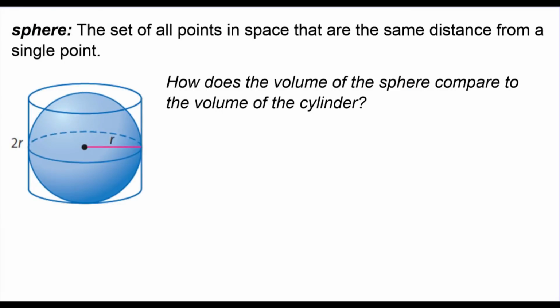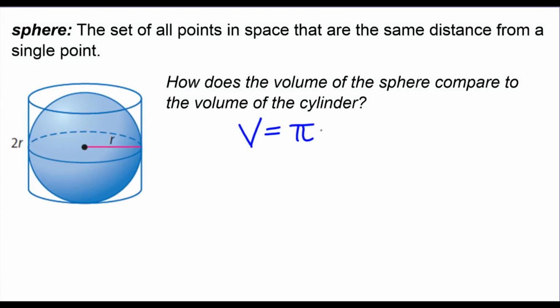What about the sphere? Well, the definition of a sphere is the set of all points in space that are the same distance from a single point. And that gives us our definition of a sphere. So how does the volume of a sphere compare to the volume of a cylinder? Again, it's going to be less than the cylinder. It's going to be some fraction of it.